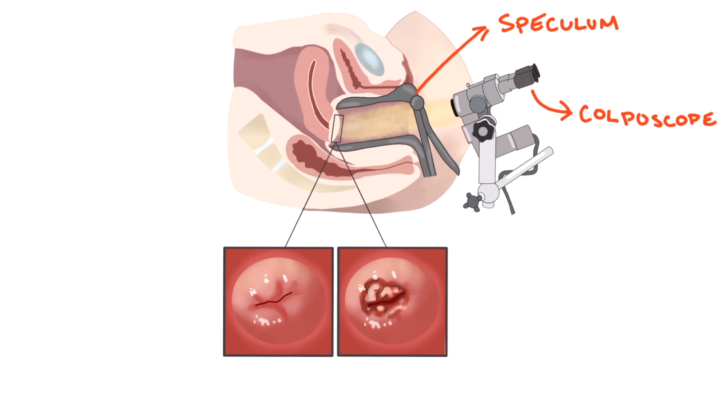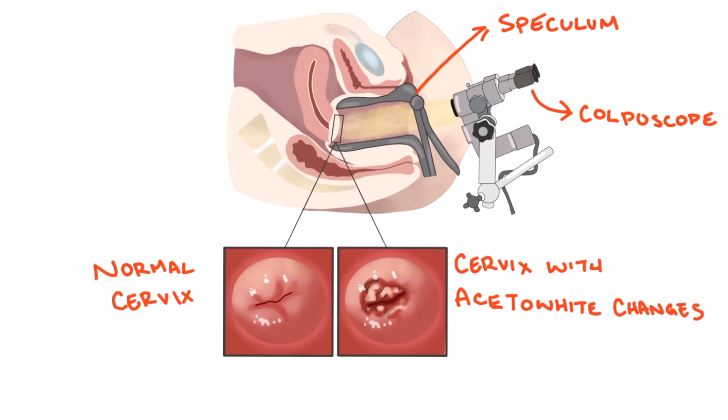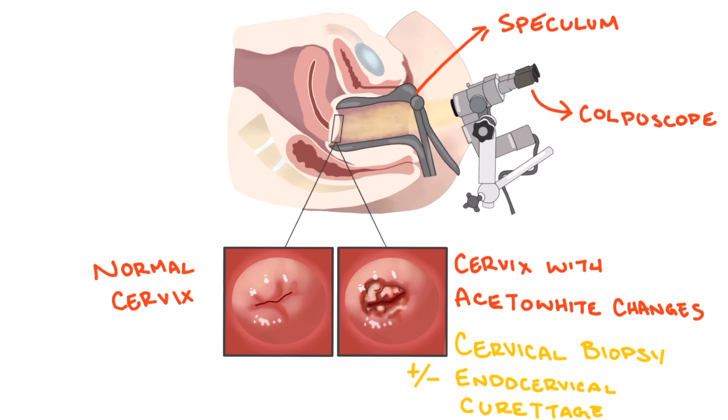If the cervix is healthy and has no lesions, it will appear normal under the colposcope. If, on the other hand, the cervix has a lesion, it will become quite apparent with administration of the acetic acid, producing the so-called aceto-white changes. If aceto-white changes are observed, clinicians will proceed with a cervical biopsy and potentially endocervical curettage to sample the cells from the endocervical canal. The biopsy and curettage samples are then sent to a pathologist to establish a definitive diagnosis.